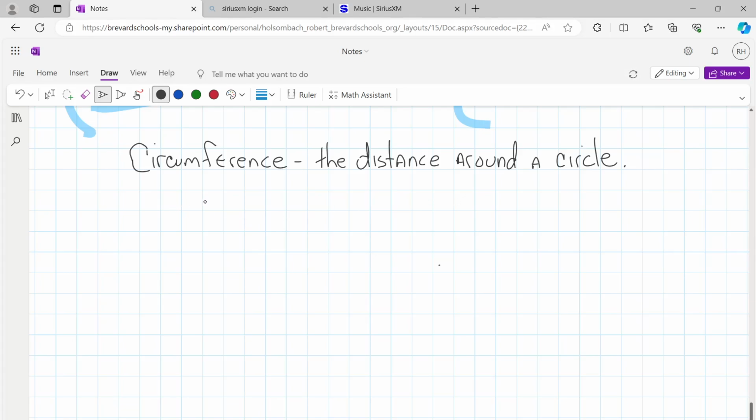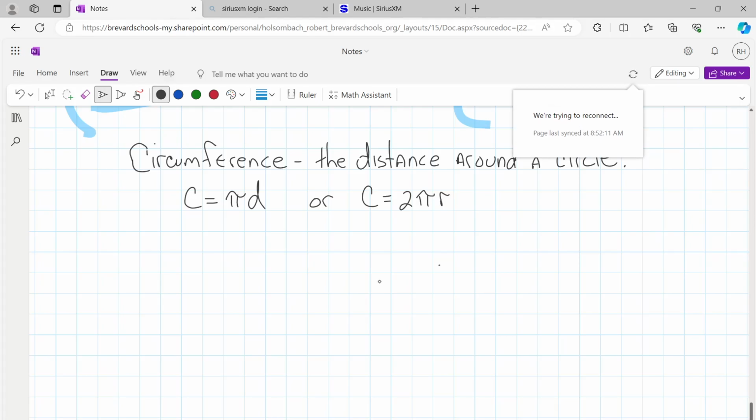The formula for circumference, you have two formulas for circumference. Circumference is equal to pi times diameter, or you can use the formula circumference equals 2 times pi times the radius. Both of those formulas will give you the same answer, okay? Because we said yesterday that the diameter is equal to 2 times the radius. So in a way, these two are the same formula.